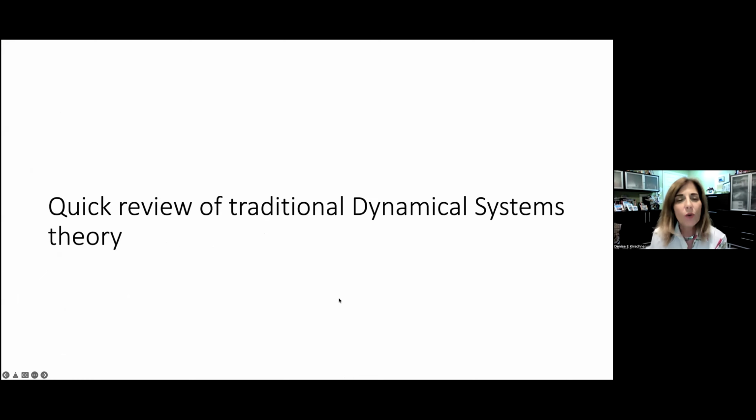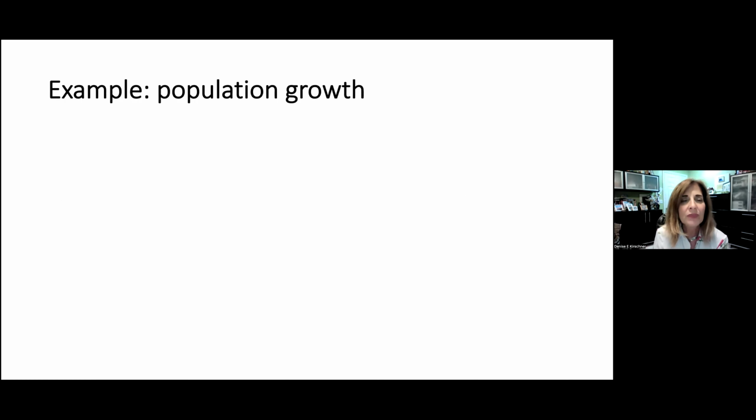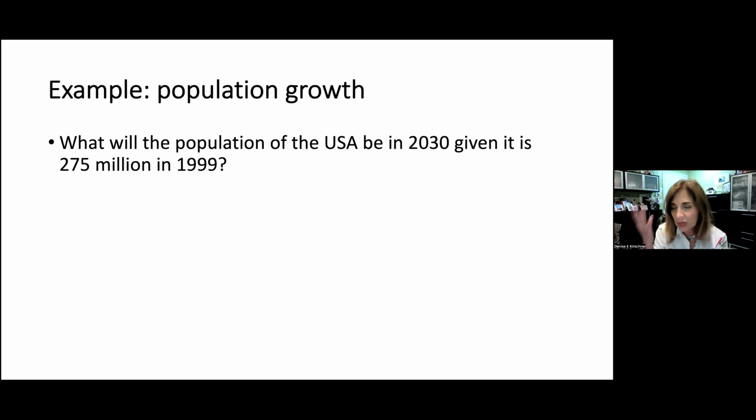All right. So what I want to do is very quickly remind you of traditional dynamical systems, which I know you all know, but I want to use some terminology and I want to be sure that we all know what that terminology is. Okay. So for example, and you could do this problem when you were an undergraduate, probably, what's an example of how you model population growth? Of course, I'm going to do people, but we could do cells, we could do bacteria, we could do rabbits. So what will the population of the US be in 2030, given it's, let's say, 270 million in 1999? I just made these numbers up, so they're probably not even accurate.